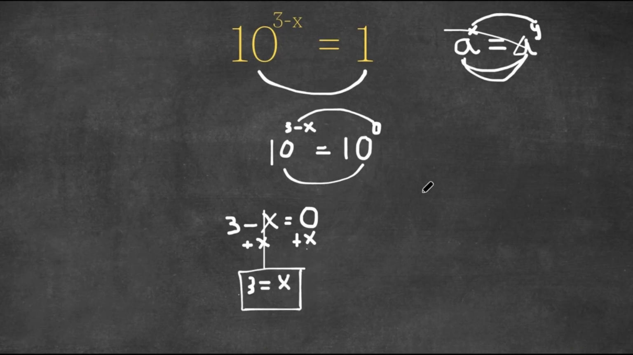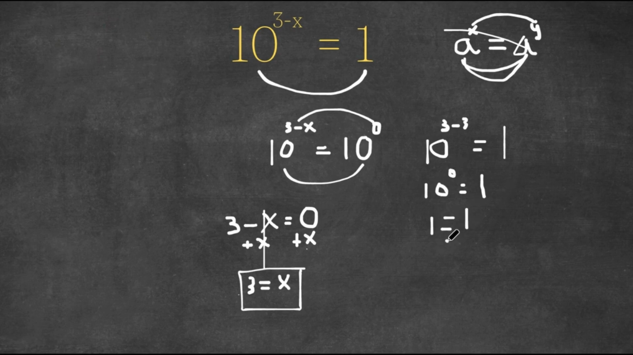Now why don't we go ahead and plug it in to our equation. So this gives us 10 to the power of 3 minus 3, since x equals 3, equals 1. 10 to the power of 3 minus 3 is 10 to the power of 0, which equals 1. And remember, anything to the power of 0 equals 1. So 10 to the power of 0 equals 1. So we have 1 equals 1. And this is right, meaning our answer of x equals 3 is right.